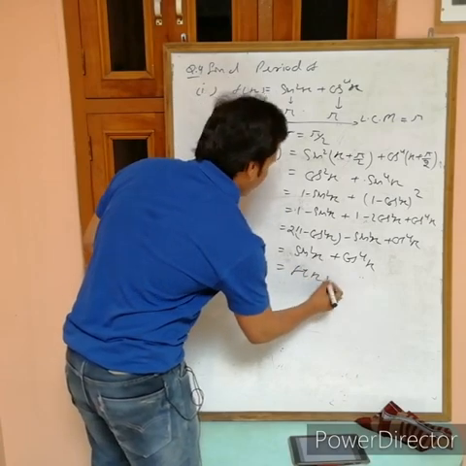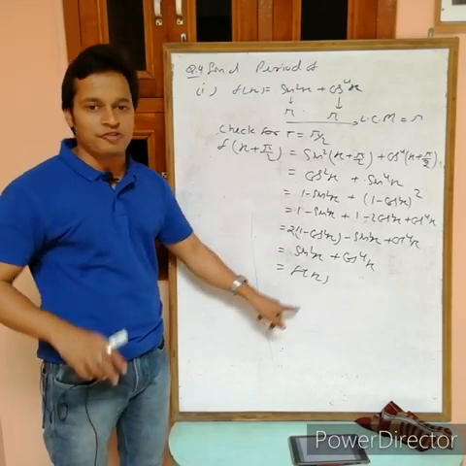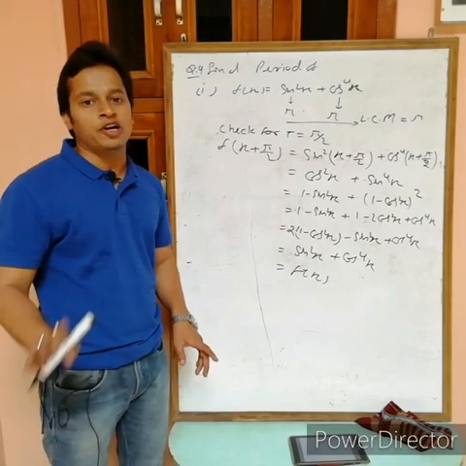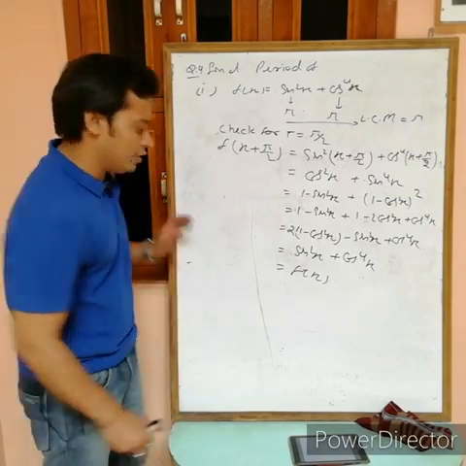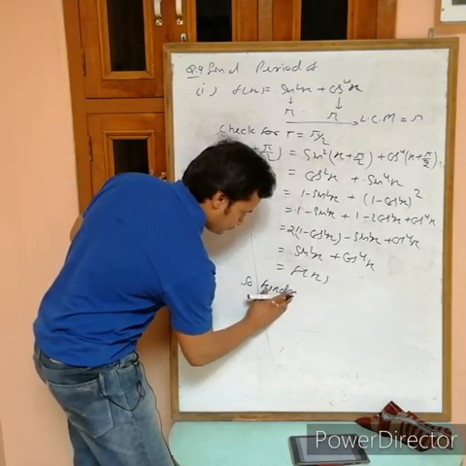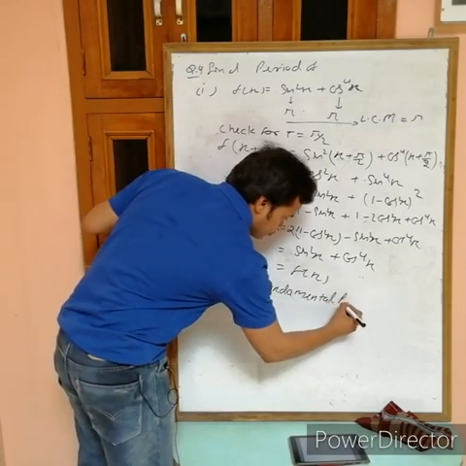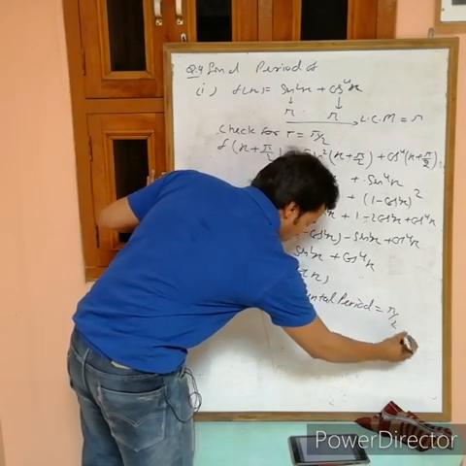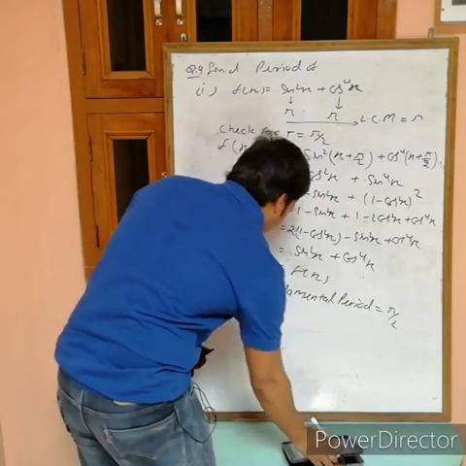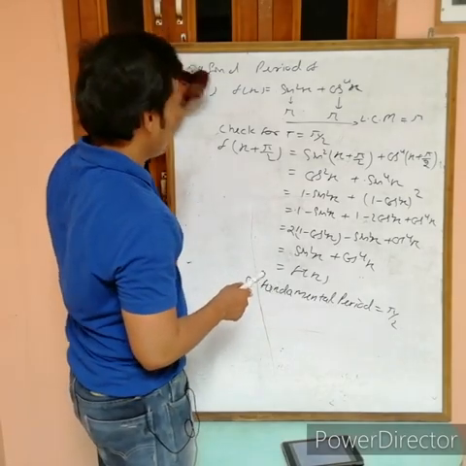Now this is equal to fx, it means pi by 2 satisfies the condition. f of x plus pi by 2 equals fx, it means pi by 2 is the fundamental period, not pi. Pi is also a period but not the fundamental period, because the least value of T is the fundamental period. So the fundamental period is equal to pi by 2. First question is done.